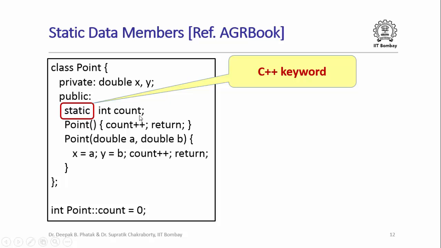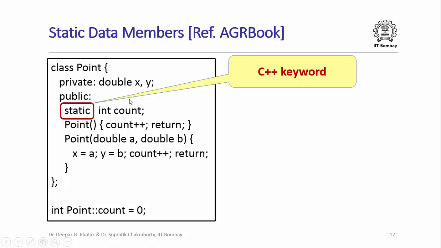Pretty simple. I would keep an integer counter, and whenever the constructor function gets called, I would increment the integer counter. Well, as you can see here, this integer counter therefore must not be associated with any specific object of the class point, but rather it should be shared across all the objects of the class point. Whenever a constructor function is called on any one of these objects, I want the same integer counter to be incremented. So this is achieved in C++ by using the word static.